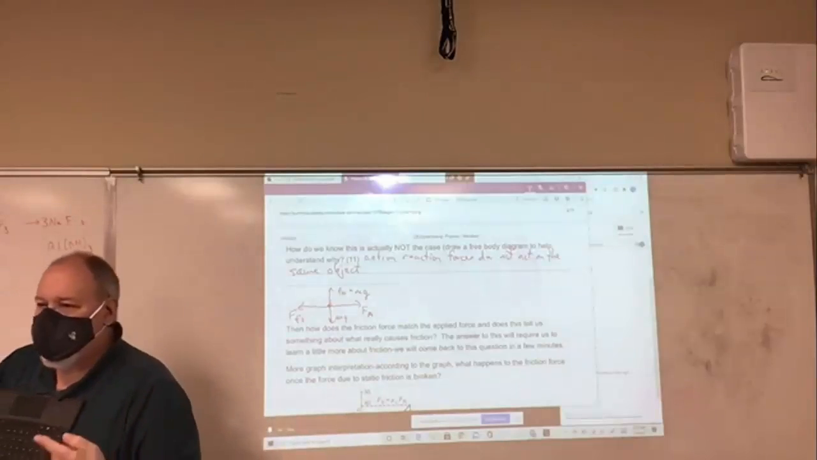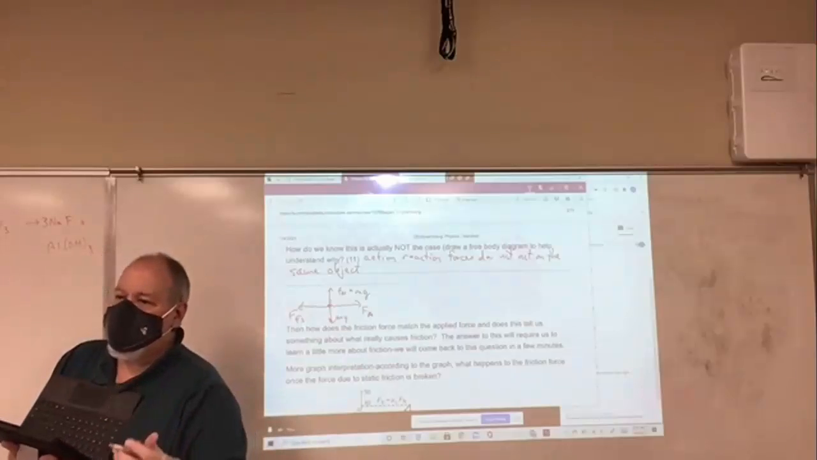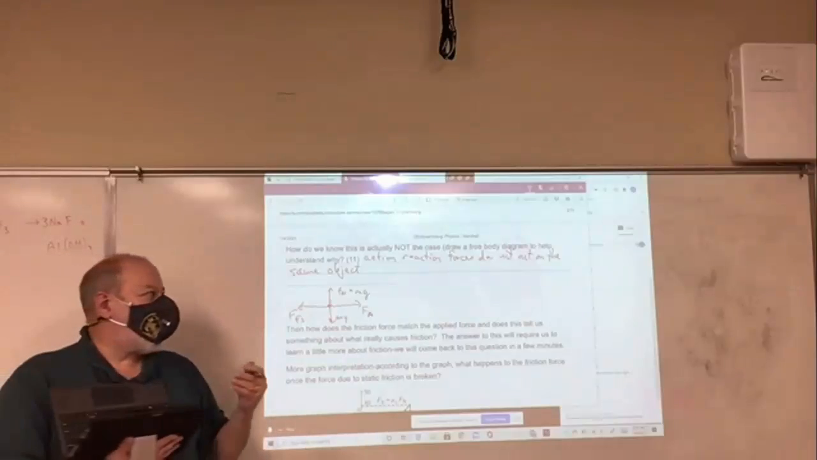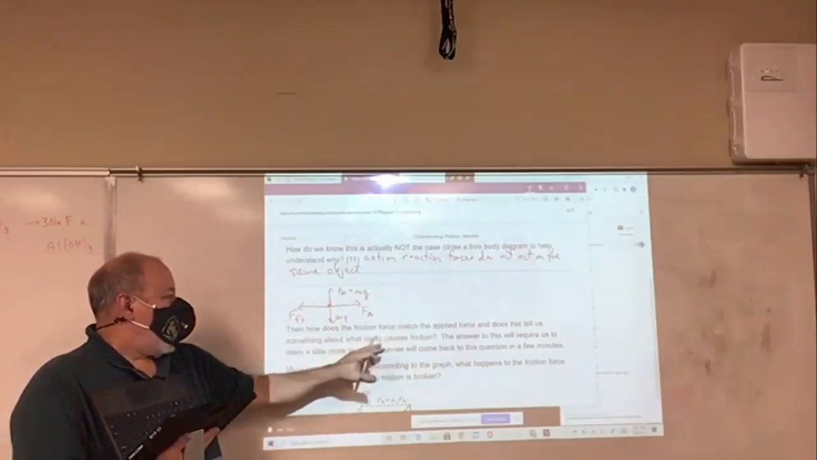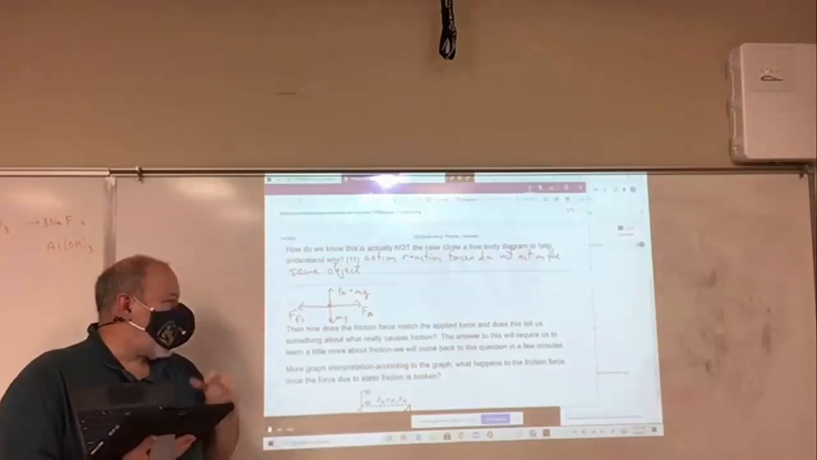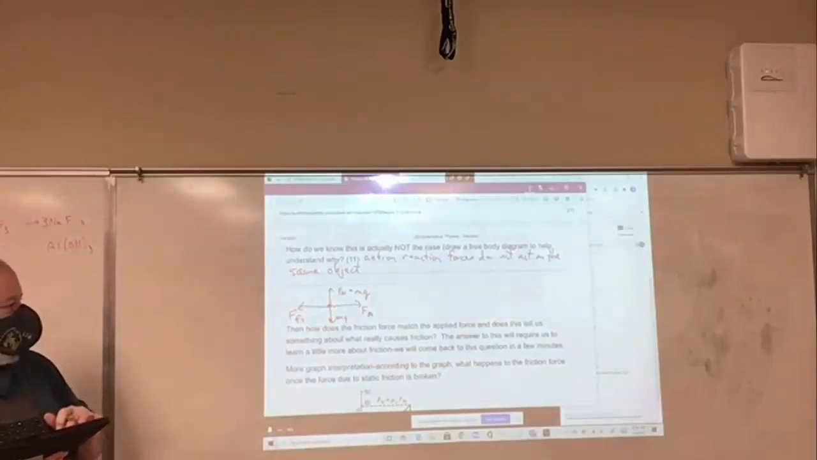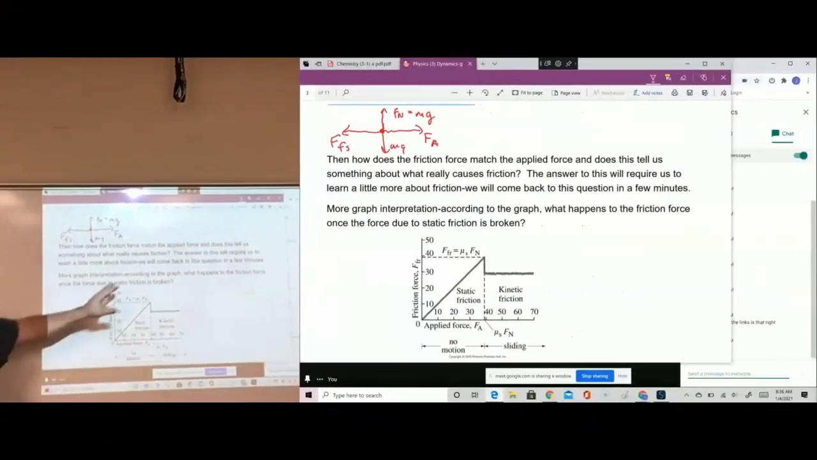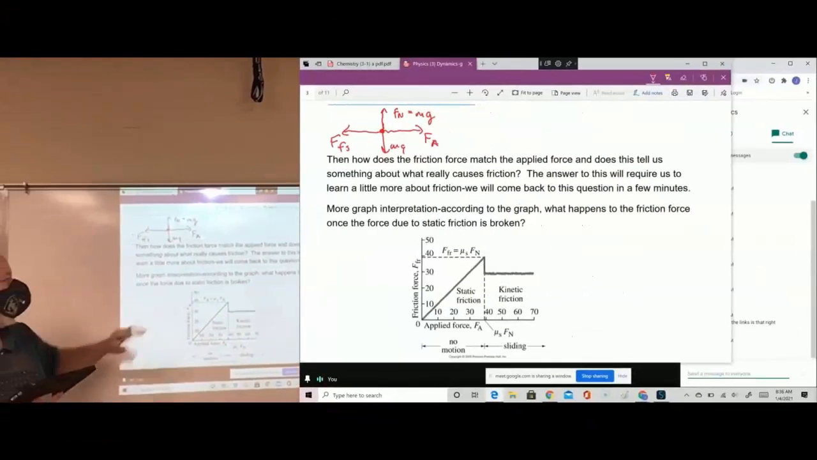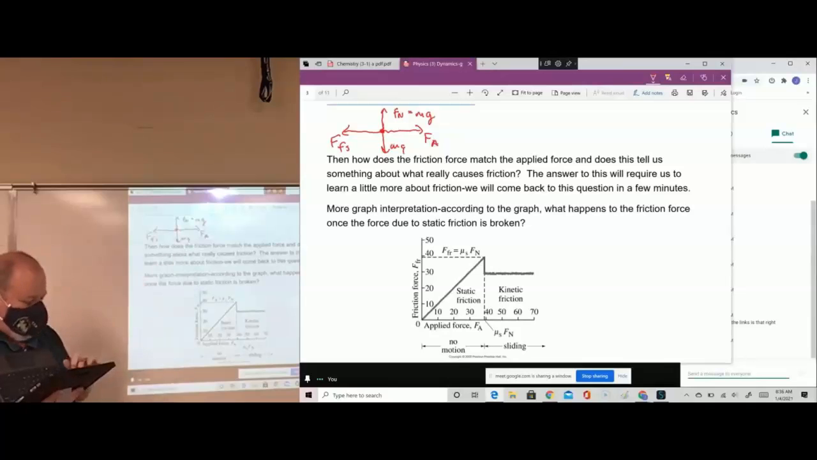It's not a sentient being, is it? It doesn't sense that force. How does this happen? So this might tell us something about what really causes friction. You're going to be surprised because it's actually not what you think. So the answer to this will require us to learn a little more about friction. We'll come back to this question in a few minutes.